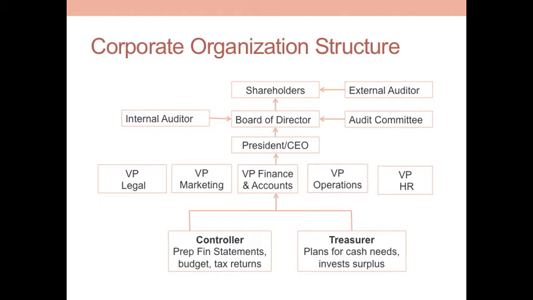The organizational structure of any company has certain features. At the very top sit the shareholders, who are also the owners of the company. They in turn appoint a board of directors to oversee the management of the company. The board in turn delegates managerial responsibilities to the chief executive officer or CEO. The CEO has various heads of department reporting to him. These are the vice presidents or VPs of departments like legal, marketing, finance and accounts, operations, and HR.